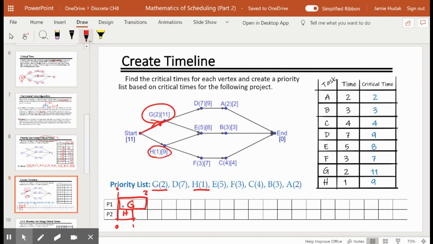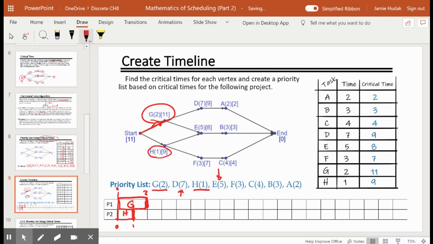Now I go back. I say, at time 1, I'm looking for something to give worker number 2. Can I give them task D? The answer is no, because task D can't start until G is done. G is not done until time 2. I cannot start that at time 1 then. So we're not doing D now. Let's skip over to the next one.